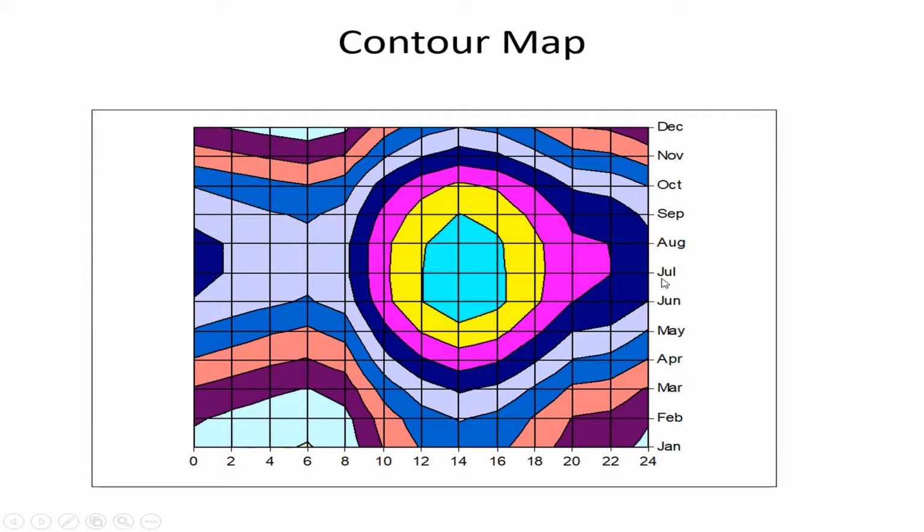as you can see. And this is where I showed you that the maximum temperature happens in July about 2 o'clock in the afternoon. Maybe this maximum point was not shown in the 3D graph as accurately as here.